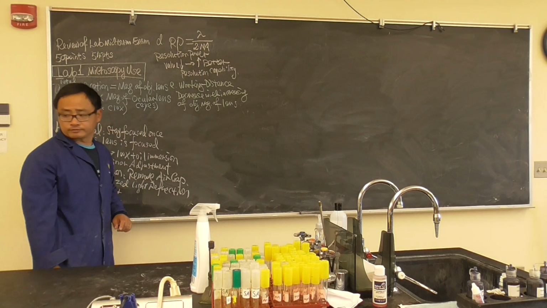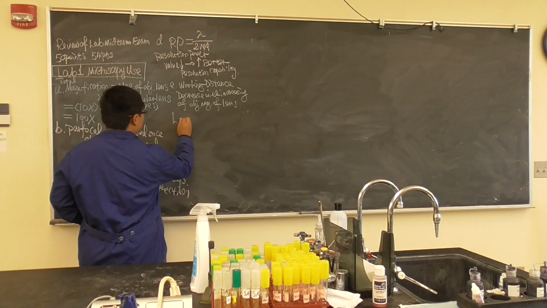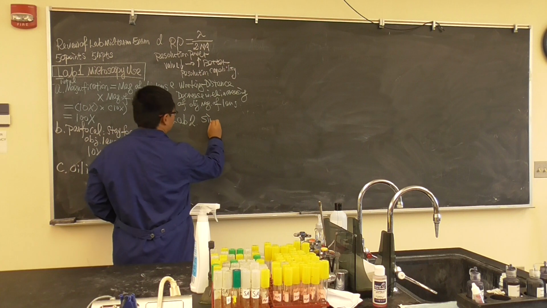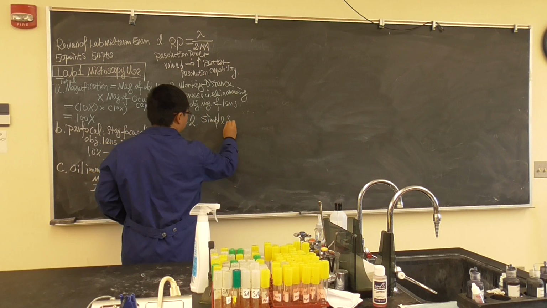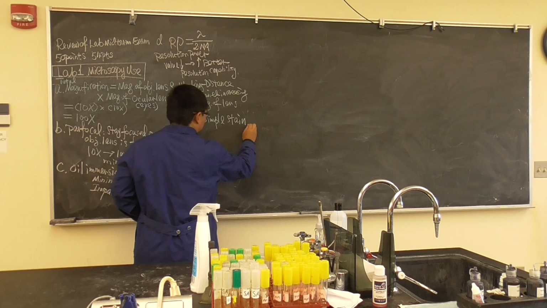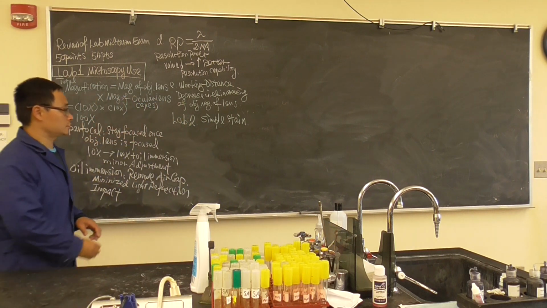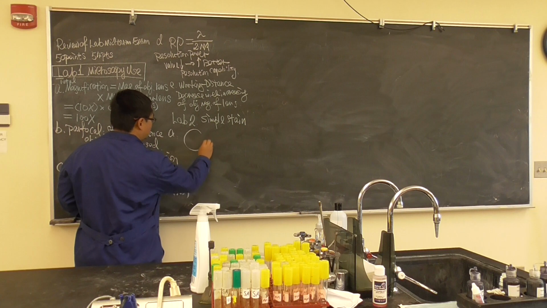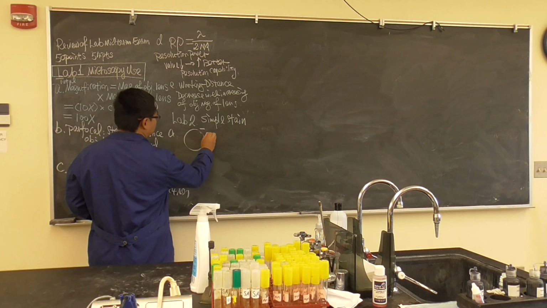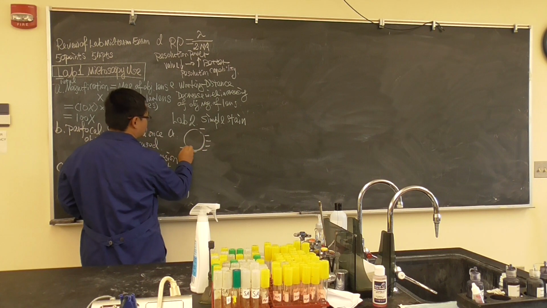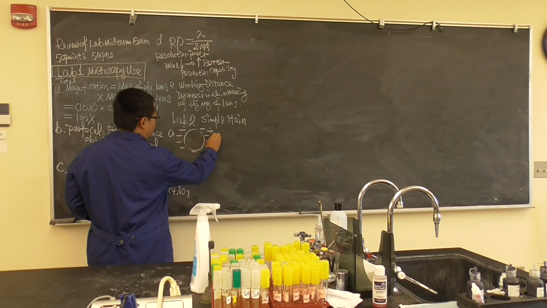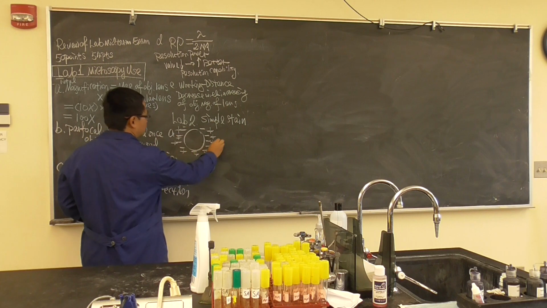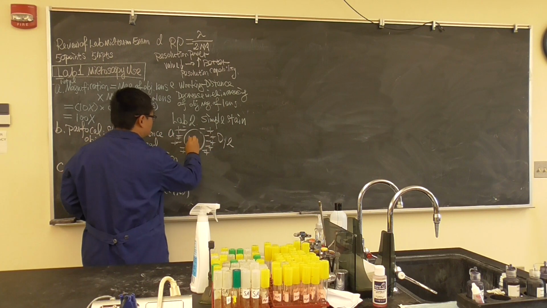Okay, the second thing is lab 2. Lab 2, what we did is simple stain. When we do the simple stain, the principle behind that, you should be very clear, is the outside of the bacteria is negatively charged, and all those dyes are positively charged. That's why they can stick together. Okay, this is bacteria.